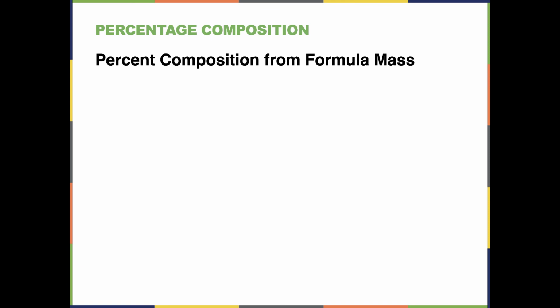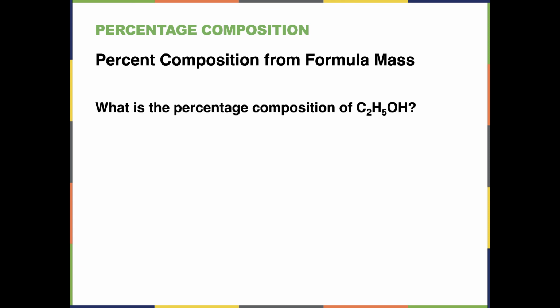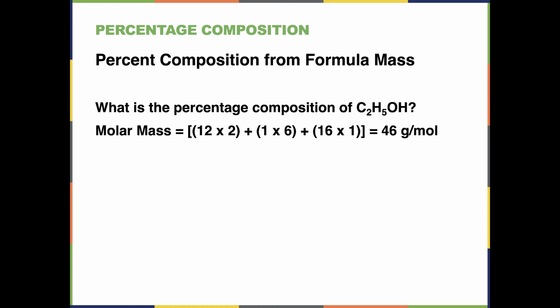Now, how do you calculate percent composition from the formula mass that we calculated last week? What's the percentage composition of C2H5OH? Well, the total molar mass is 12 times 2 for 2 carbons, plus 1 times 6 for 6 hydrogens, in case you missed it, it's 5 plus 1 here, and then 1 oxygen at 16. So the total mass is 46. The formula mass, or molar mass, is 46.